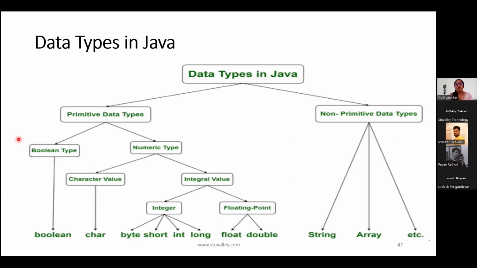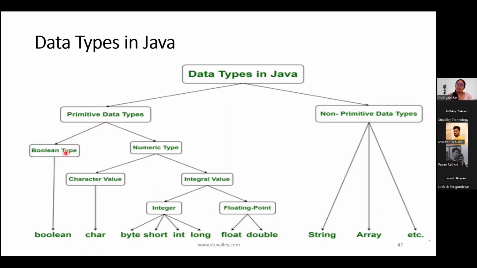Now there are basically two types of data types in Java. First one is the primitive data types, second one is the non-primitive data types. Primitive data types, there are 8: boolean, char, byte, short, int, long, float and double. ठीक है, इसमें से हमने float देखा, int देखा, char देखा, boolean देखा. ठीक है, बाकी सारे अभी हमें देखने हैं. So there are 8 primitive data types.